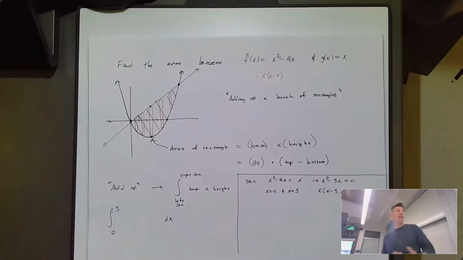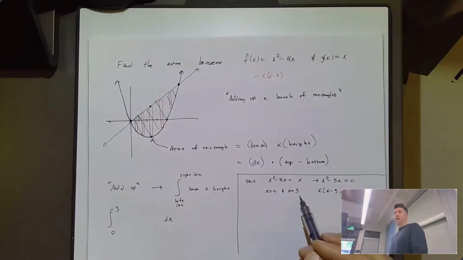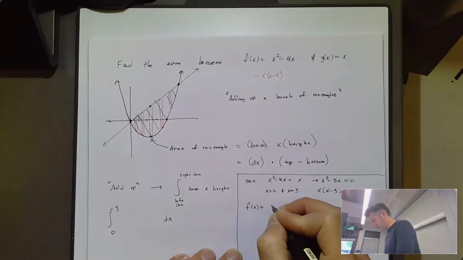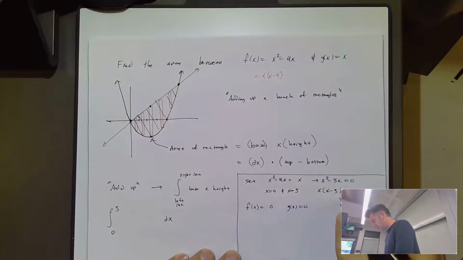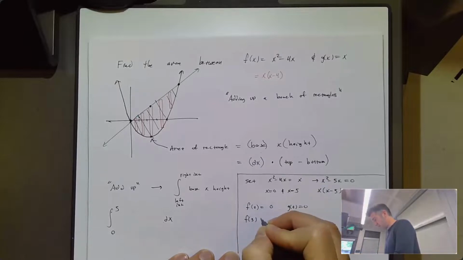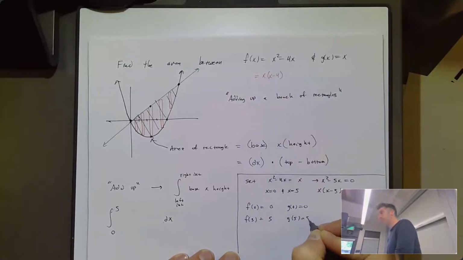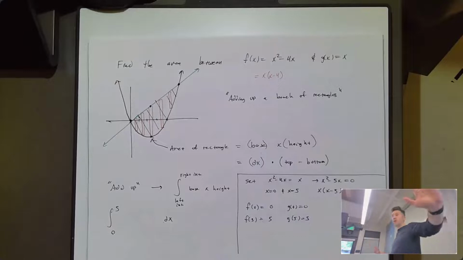Now, I drew it, so I knew which one was on top just by looking at it. But if we didn't draw the function, how would you know which one was higher up? Well, one way of doing it is to say these two functions intersect at 0 and 5, meaning they have the same values at 0 and 5, right? If you look at f of 0, it's 0, and g of 0 is 0. And if you look at f of 5, it's going to be 25 minus 20, which is 5, and g of 5 is definitely 5. But those are the only places where they're equal.